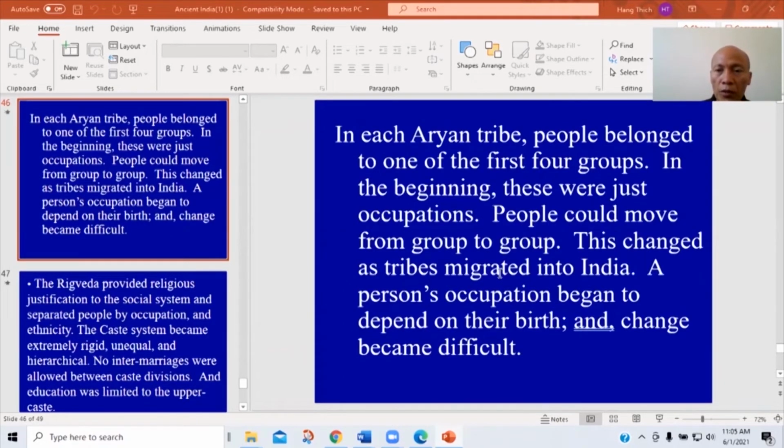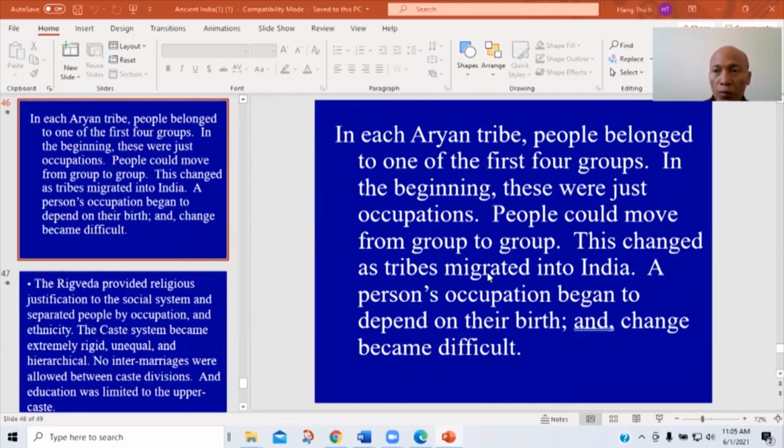Each of the tribes' people belonged to one of the first four groups. They worked depending upon their social status, and they were classified in the caste system, and they could not change their social status.